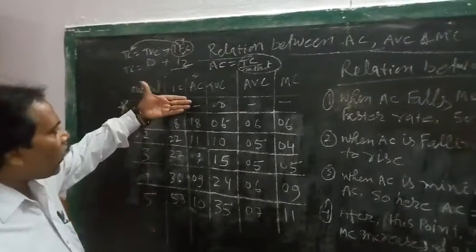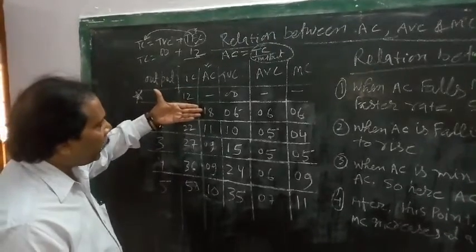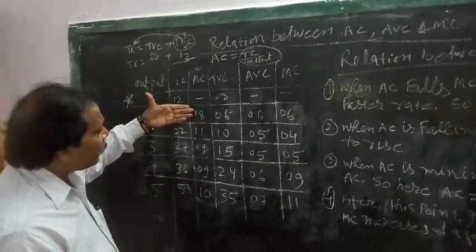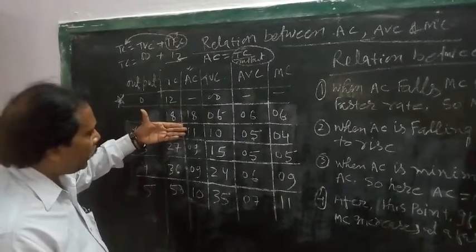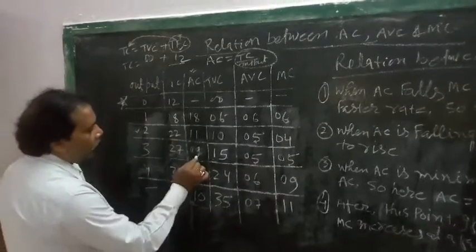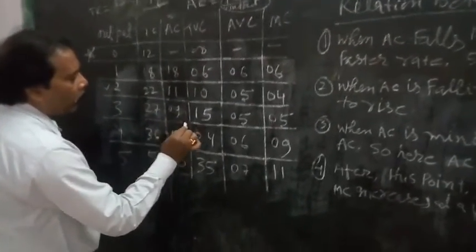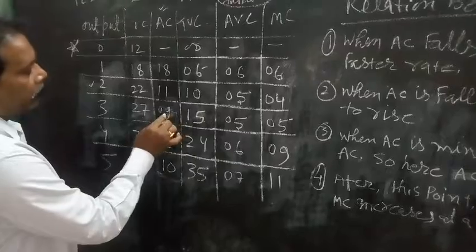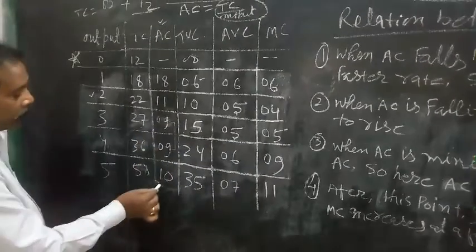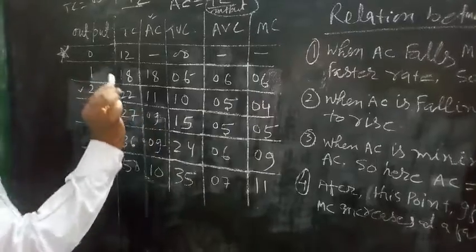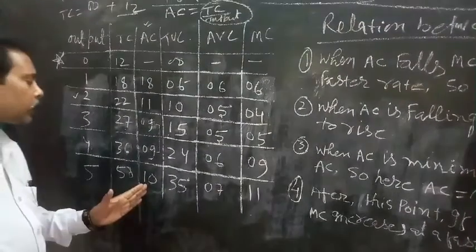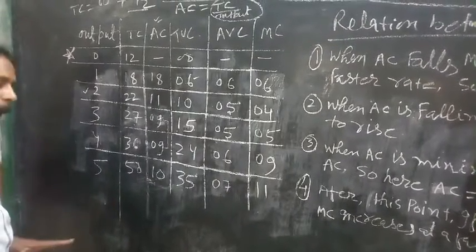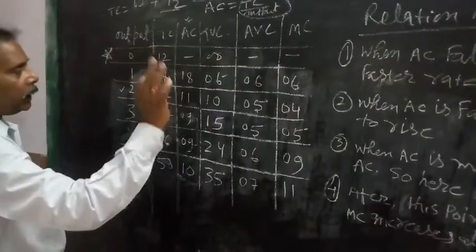So what do you find here? You find that initially the AC is continuously declining: 18, after that 11, after that 9. But when it becomes 9, for a certain period of time, meaning only for 1 unit of production, it is constant. That's why it is 9 and 9. After that, AC starts to increase, and once the AC starts to increase, it will never decrease unless there is a change in technology. So it will continuously increase.